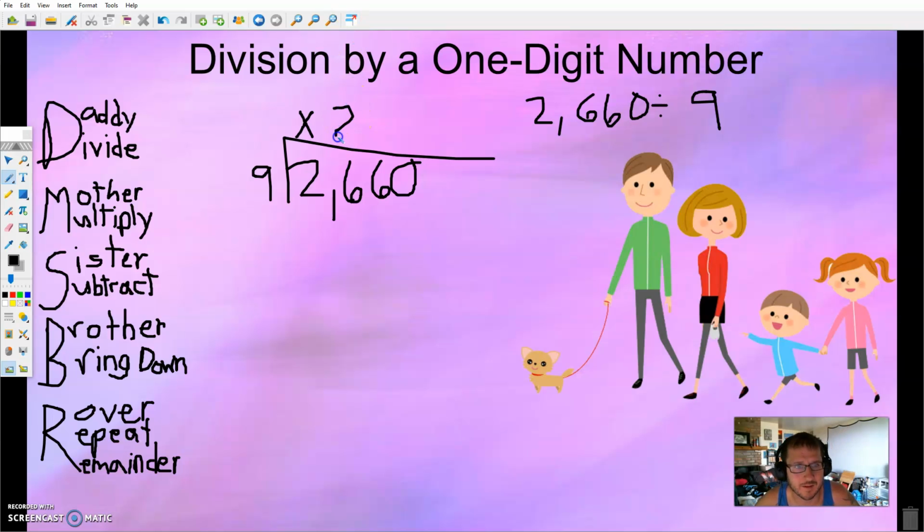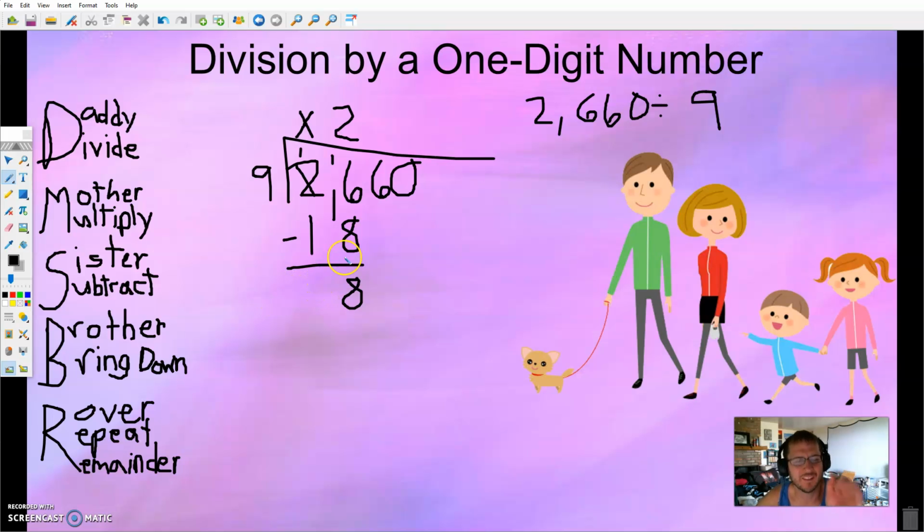So there is daddy divide. 9 goes into 26 2 times. Now we're going to mother multiply. We take this 2 and we multiply it by the 9. 2 times 9 was 18. Remember 9, 18. Sister subtract. I'm going to do that 26 subtract 18. So let's see, 6 subtract 8 can't. So I end up with 16 subtract 8, which is 8. And then 1 subtract 1, which is just 0.